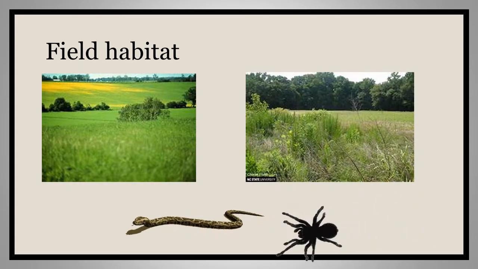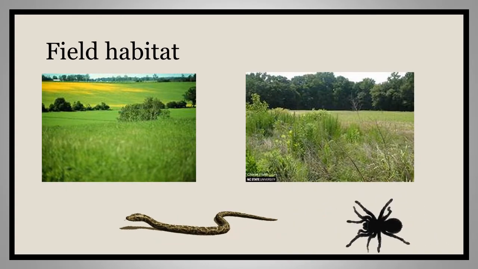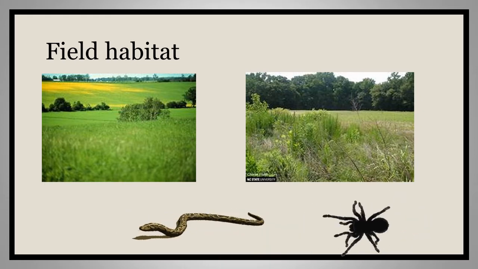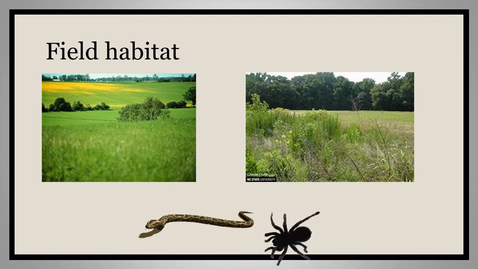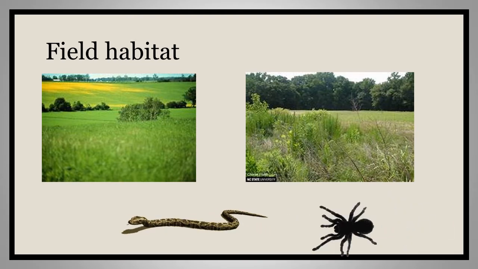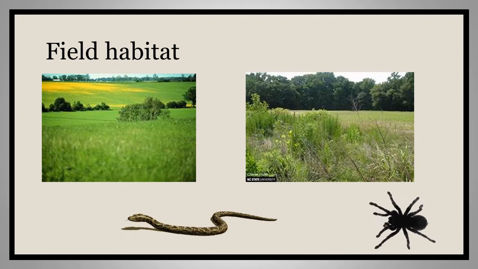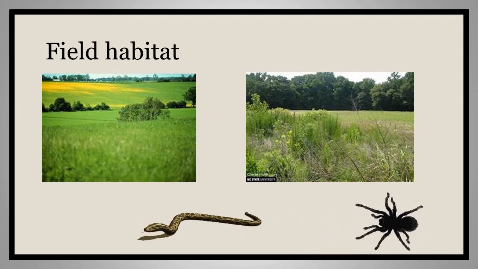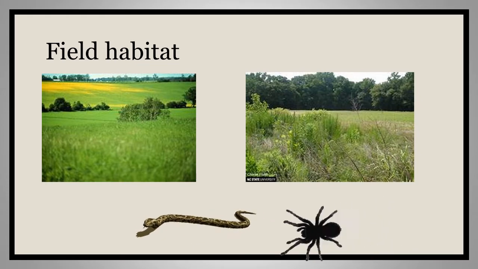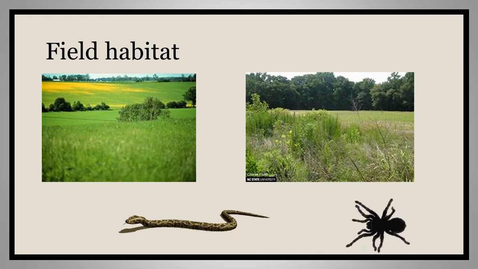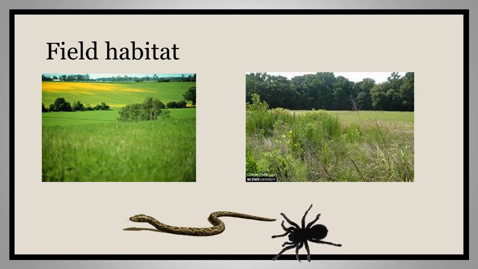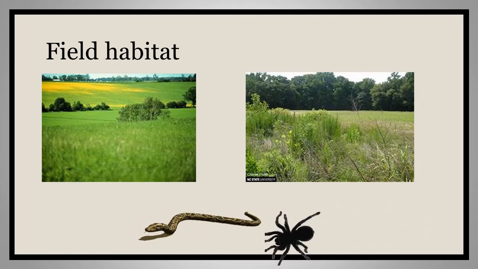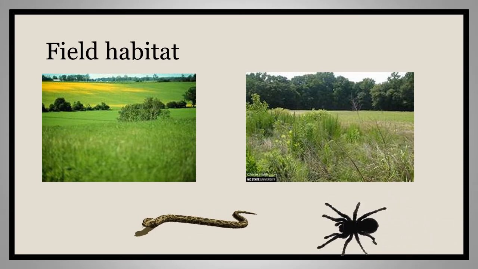Field habitat. Children, what about a field? Is it a habitat? Sometimes you may think a field may not look like a habitat, but it is actually home to many types of plants and animals. Some animals can be found among the plants, some on the ground and some in the soil. So we can see earthworms, grass, bees, spider, snakes in field habitat.